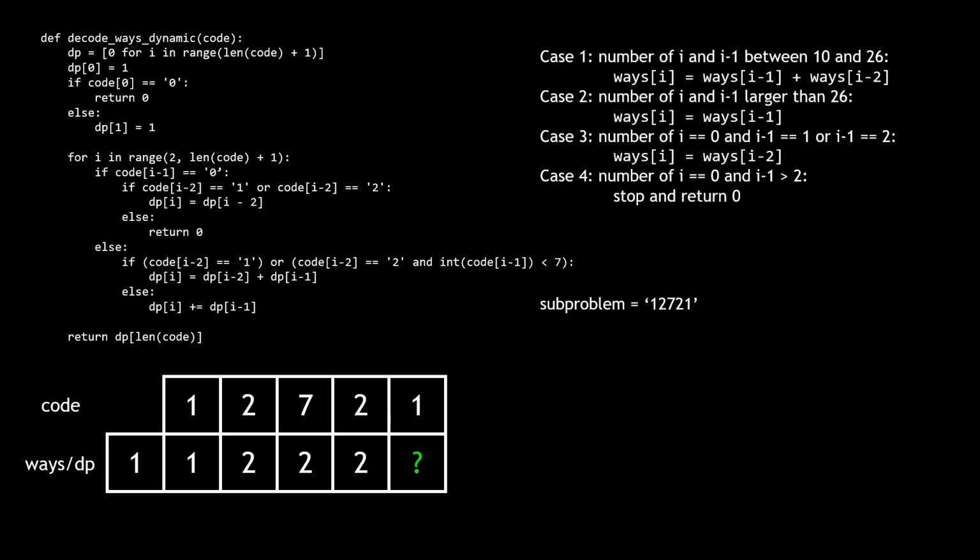And for this final case, we're trying to decode the whole string 12721 now. This is an occurrence of case 1, so we add the I-1 and I-2 case. Remember, for I-1, this represents us taking all the ways we can decode 1272 and adding a 1 to it. And for I-2, we're taking all the ways we can decode 127 and adding 21 to the end of it. This leaves us with our final answer of 4, which we ultimately return.